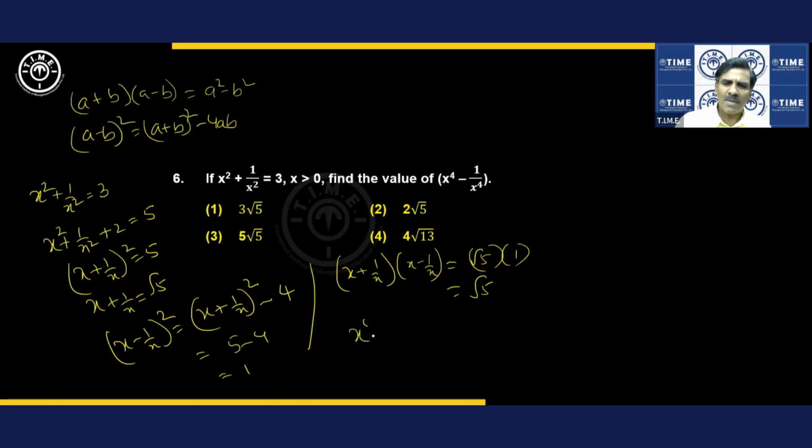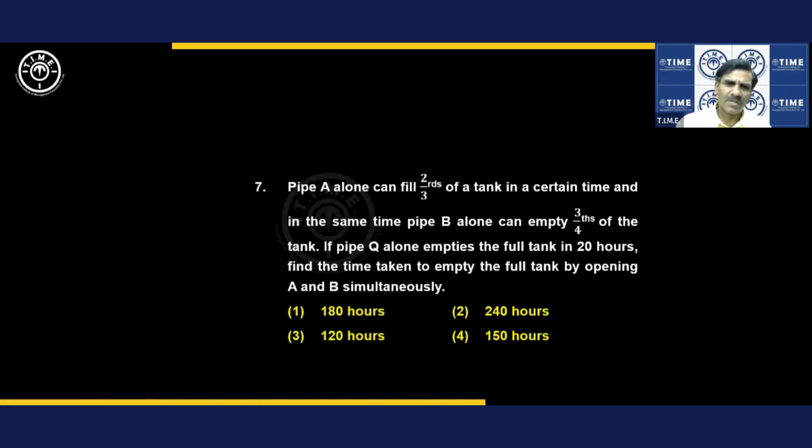So x power 4 minus 1 by x power 4 will become basically x square plus 1 by x square into x square minus 1 by x square. So this will become basically 3 into root 5, which is 3 root 5 we will be having here. So the answer for this question should be choice 1. Let's move on to the next question.